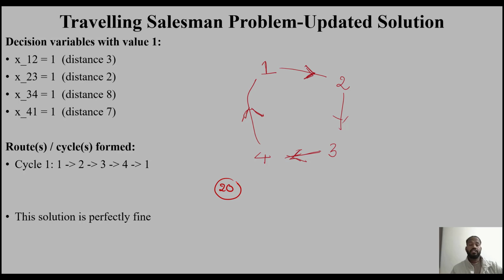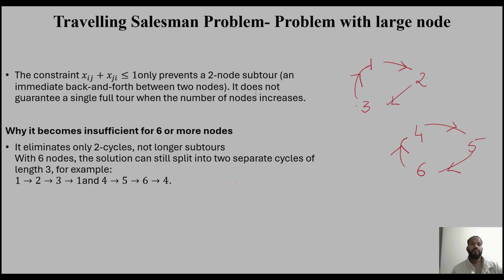But there is a catch. Let's see what happens if the number of cities or nodes is more than 4. If the number of cities is, let's say, 6, again we are going to have a problem. As you can see, it can go from 1 to 2, 2 to 3, and then 3 to 1, and 4 to 5, 5 to 6, and then 6 to 4. Again, the problem of subtours is coming. The additional constraint that we just put is not working in these types of cases. So what we need is an additional, generic constraint which will eliminate subtours for any number of nodes. We'll see the generic formulation in the next week. Thank you.